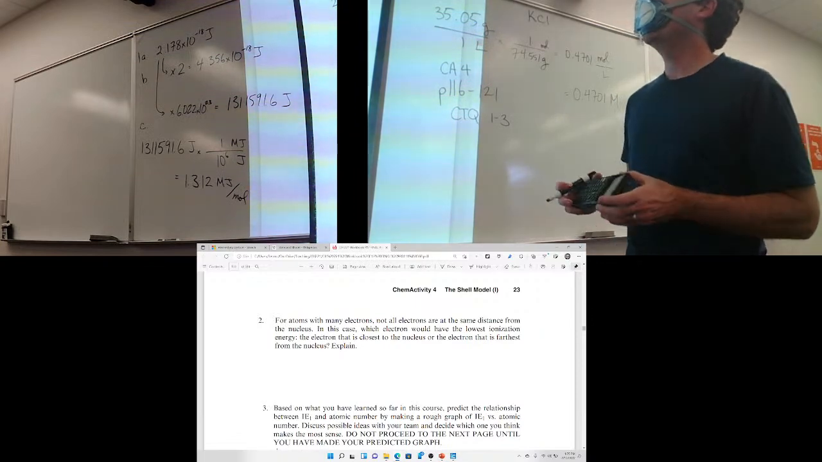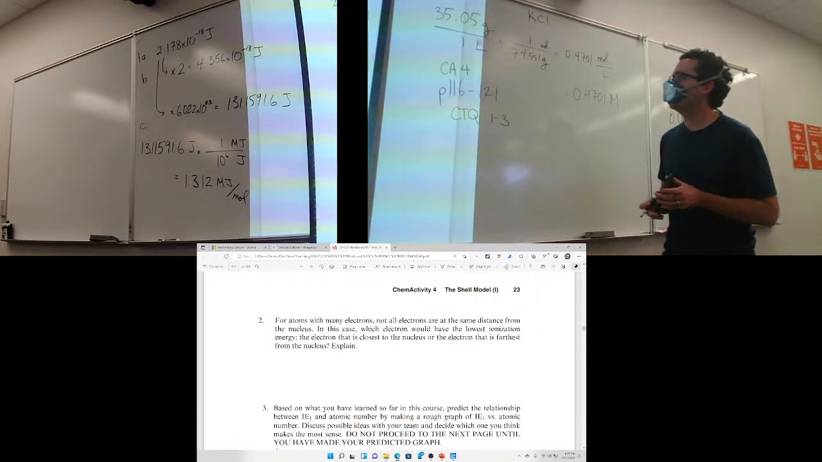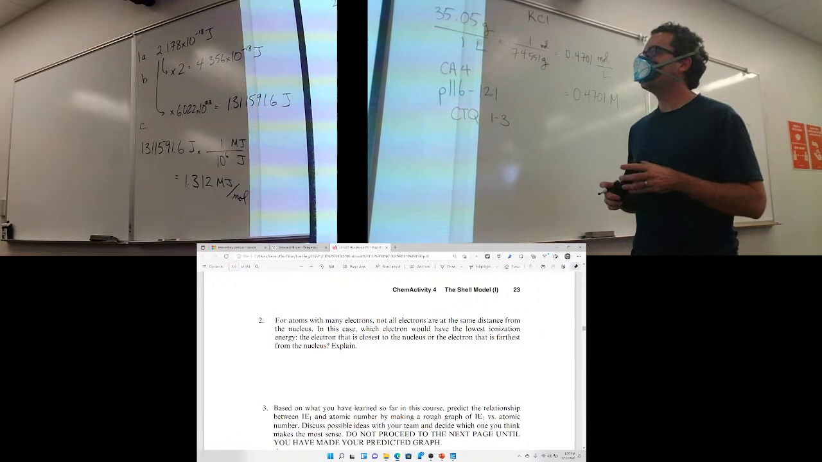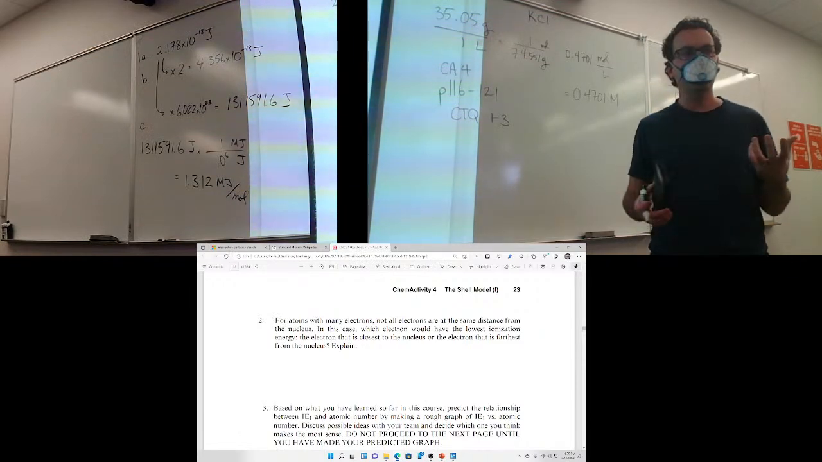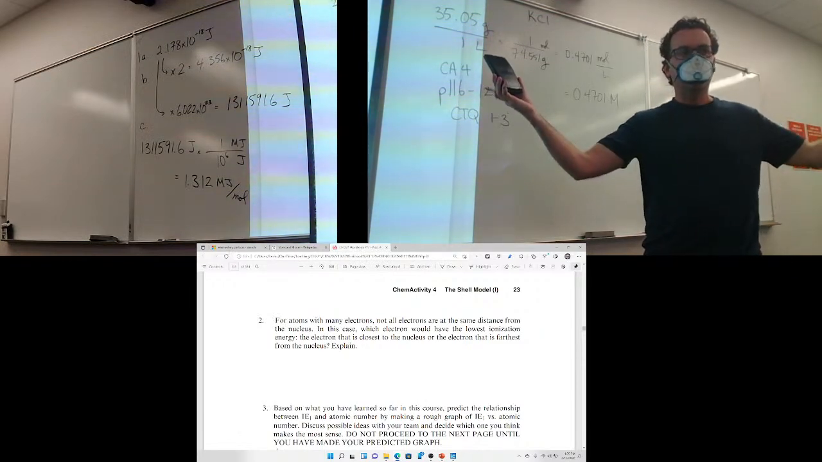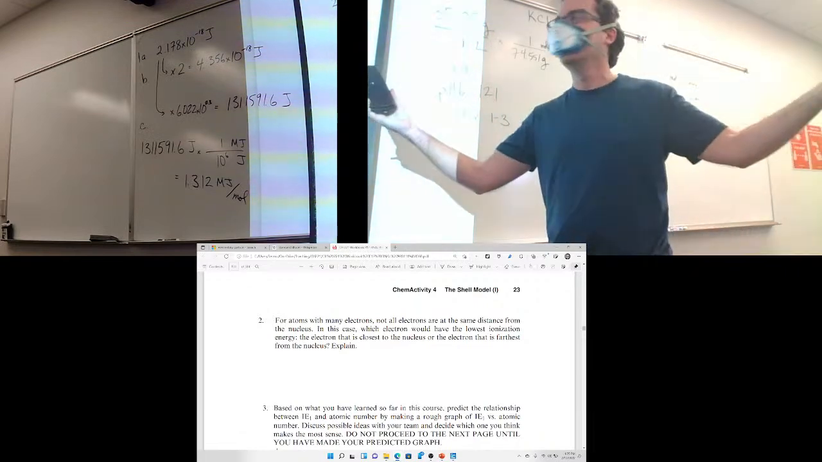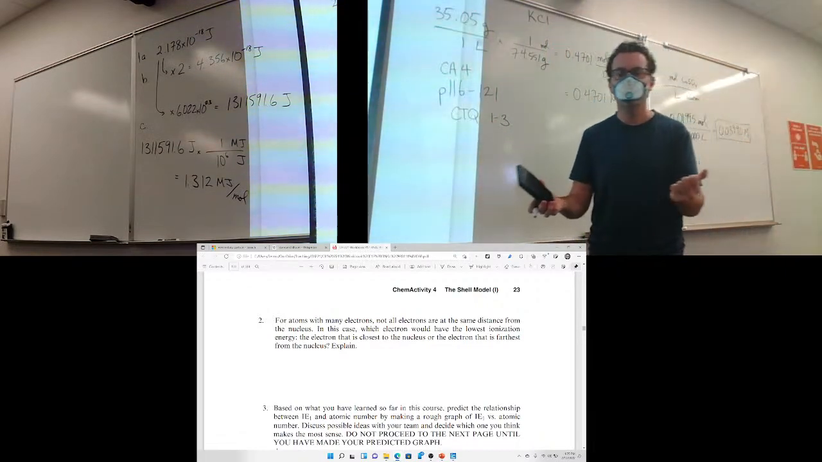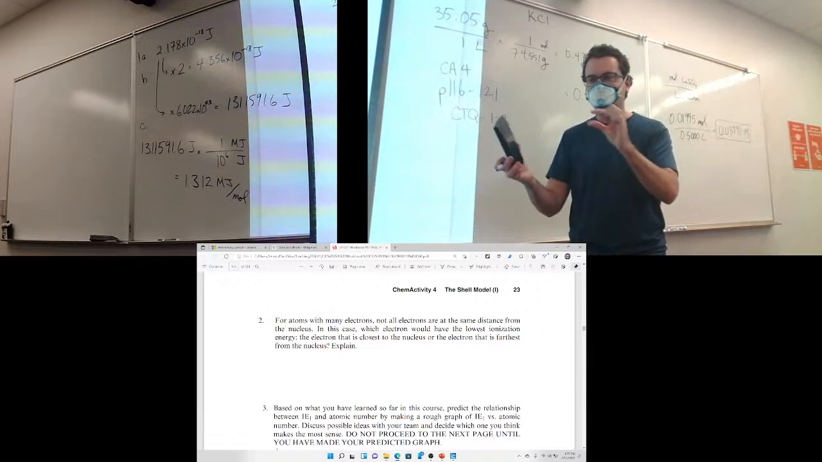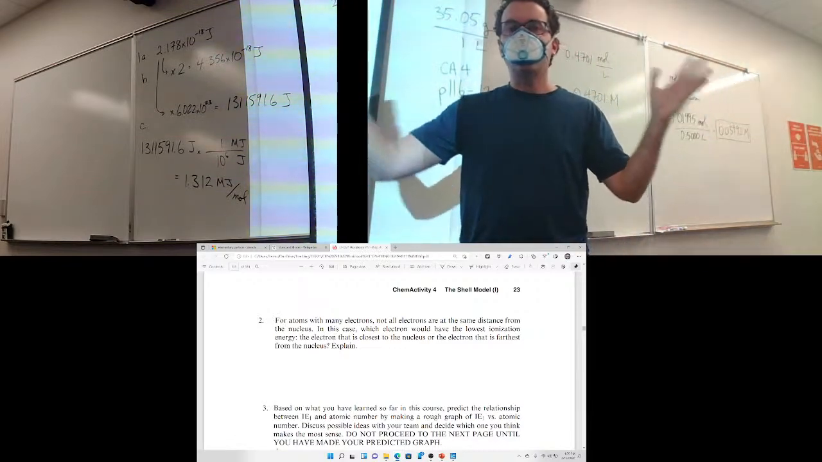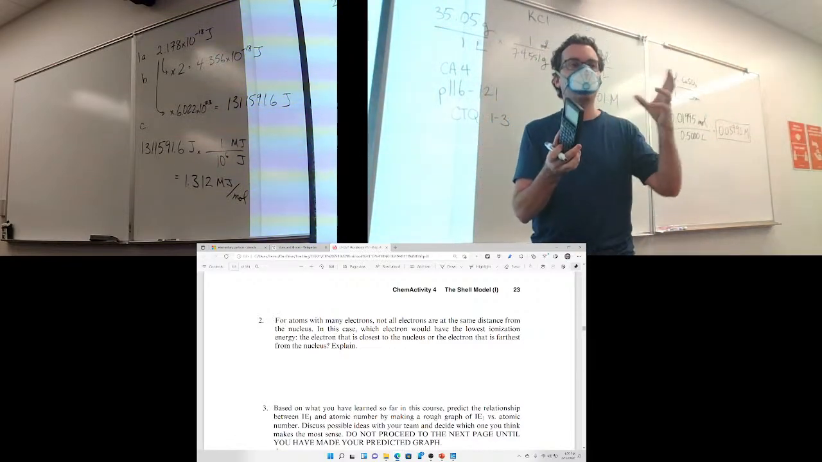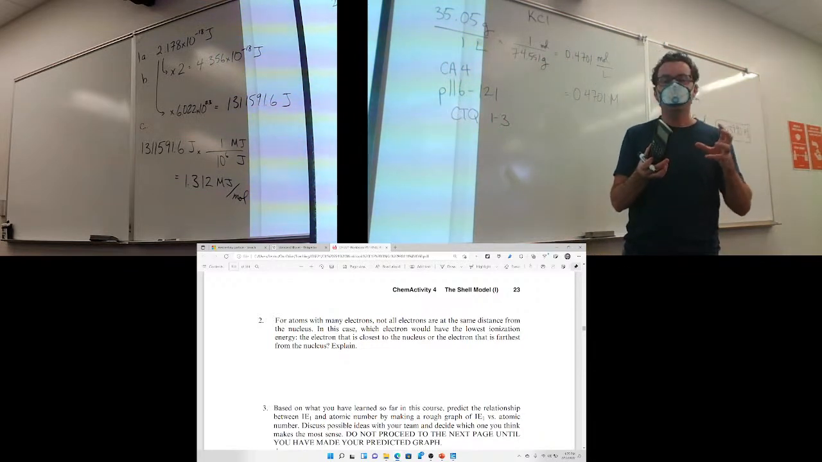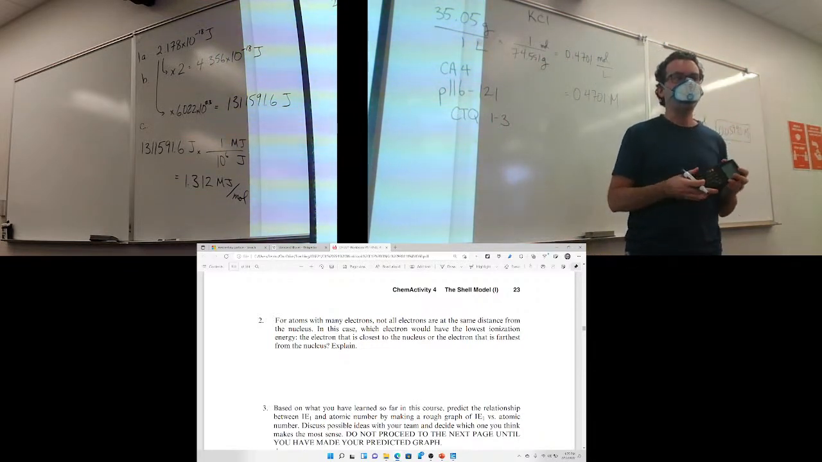In this case, which electron has the lowest ionization energy? The one that is closest to the nucleus or the one that is furthest away? Furthest, yeah. So according to Coulomb's law, the larger the distance, that's in the denominator, the smaller the potential energy, the closer to 0 it is. And that means the smaller the ionization energy is going to be, right?